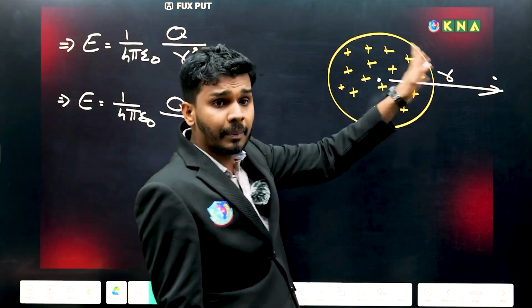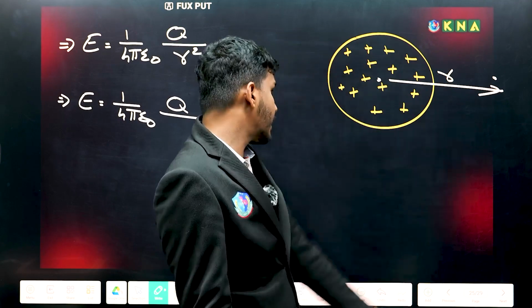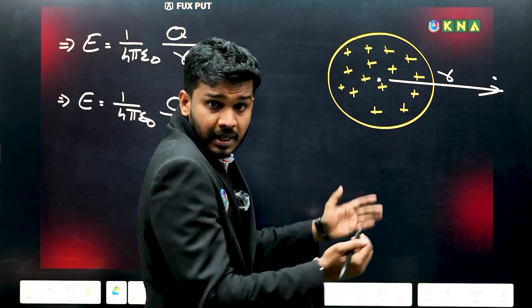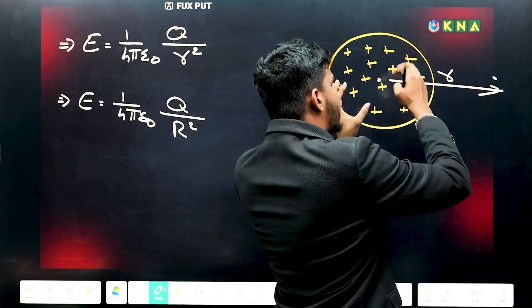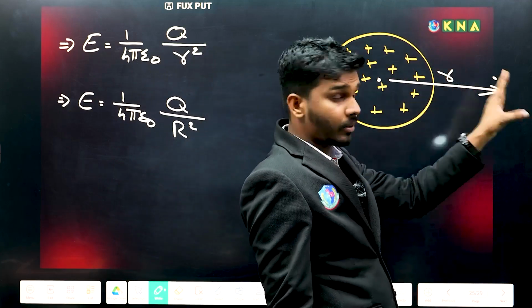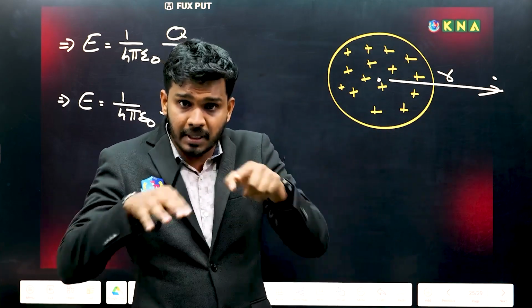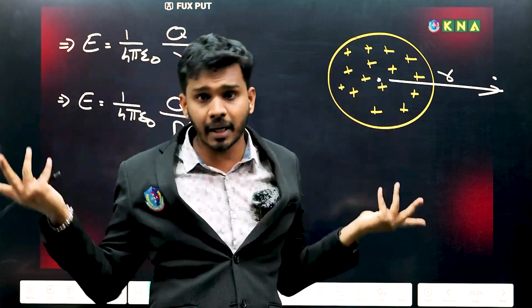This small r becomes capital R. So the electric field is equal to Q divided by capital R square. No change, because the charge enclosed at the surface is the same amount, whether outside the surface or on the surface. On the surface and outside the surface, the enclosed charge is the same.